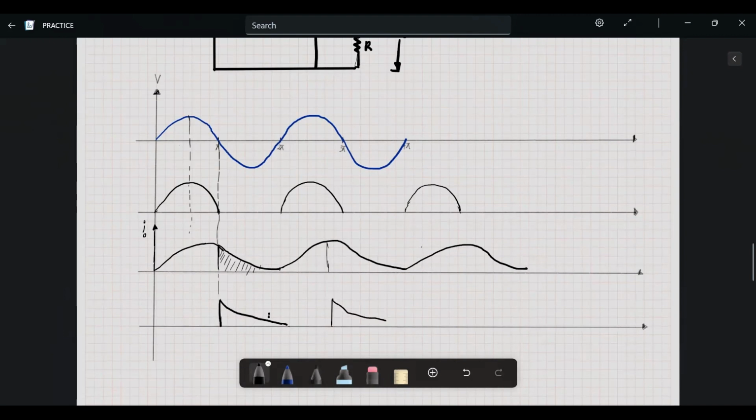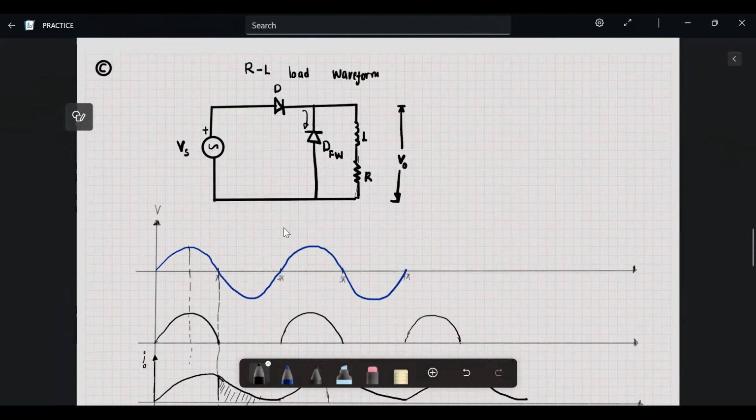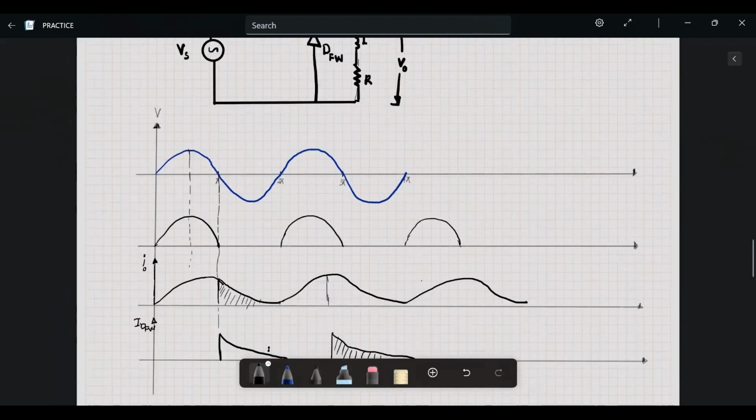Okay, just like that. So this will be the waveform for that current. This current is the I D freewheeling. And then you can also scale the waveform for the current which is in the load here. I mean, on this main diode here. You notice that this current here is the current ID.